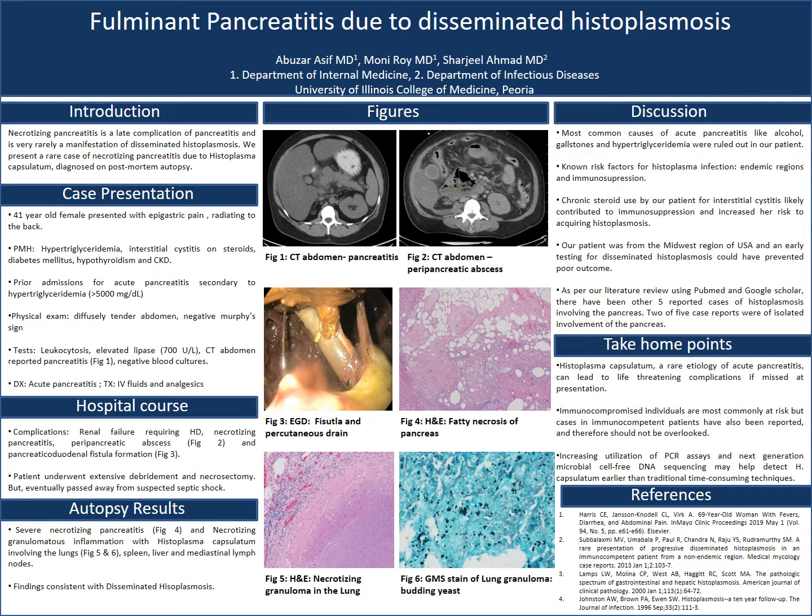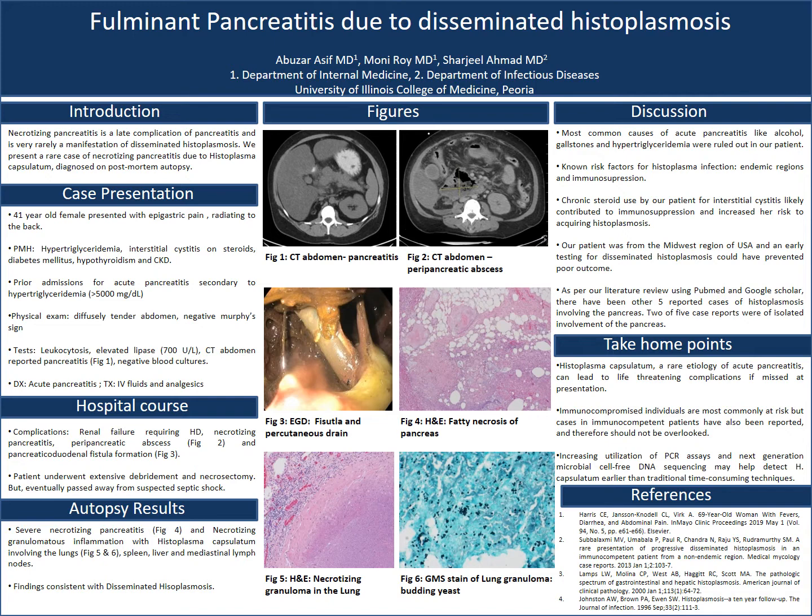On physical exam, she had a diffusely tender abdomen and a negative Murphy sign. Her tests showed an elevated white count and elevated lipase levels. CT abdomen showed findings of pancreatitis and peripancreatic fluid collections. So a formal diagnosis of acute pancreatitis was made and she was treated with intravenous fluids and analgesics. However, her hospital course was long and very complicated.